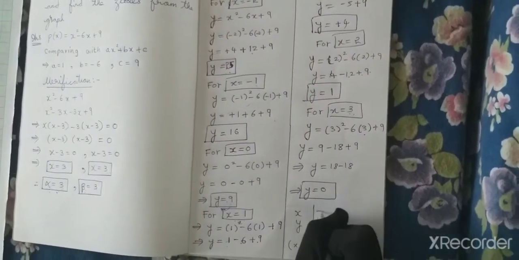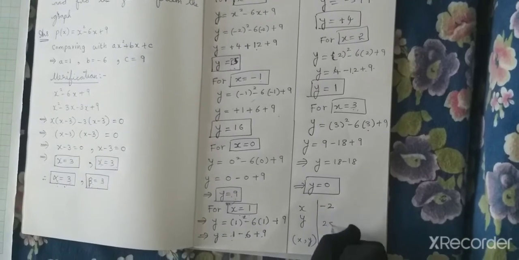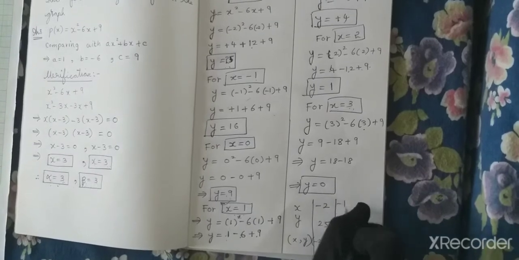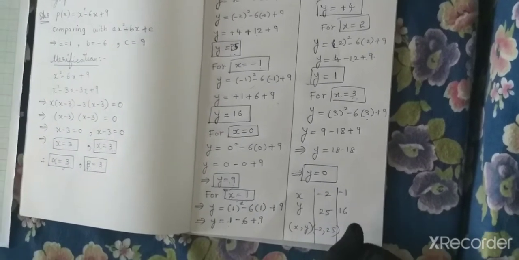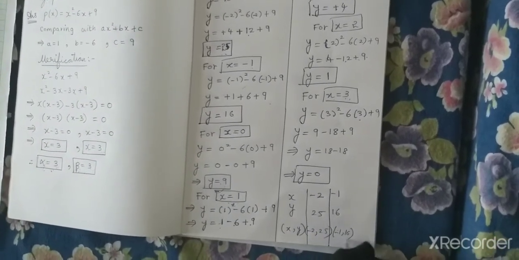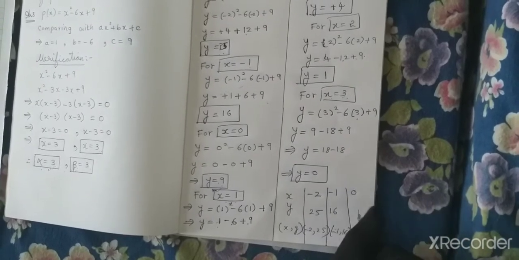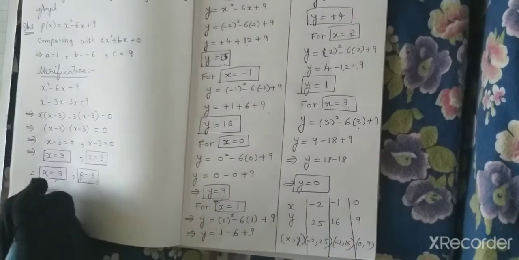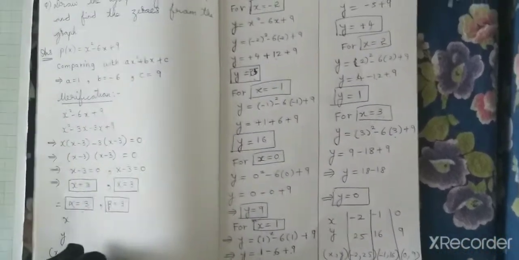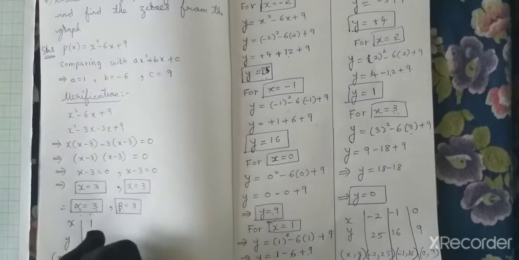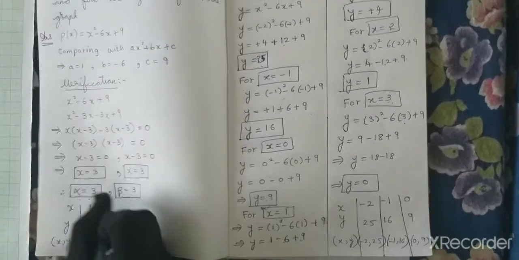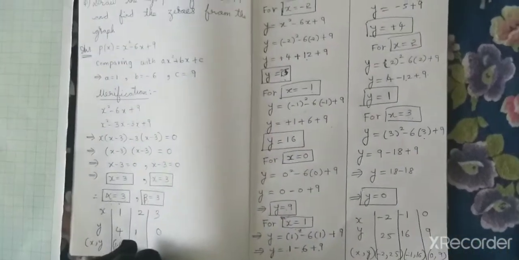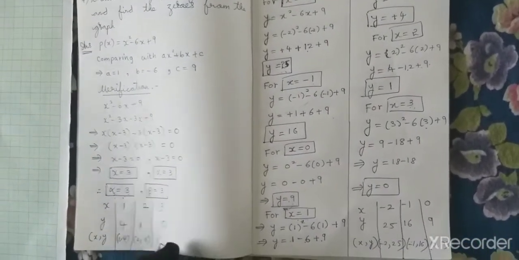So what did I get? When x is minus 2, y is 25. So minus 2 comma 25. When x is minus 1, y is 16. Okay. So minus 1 comma 16. Then when x is 0, y is plus 9. So 0 comma 9. I am writing some more points here, x, y, x comma y. When x is 1, y is 4. When x is 2, y is 1. When x is 3, y is 0. So 1 comma 4, 2 comma 1, 3 comma 0.